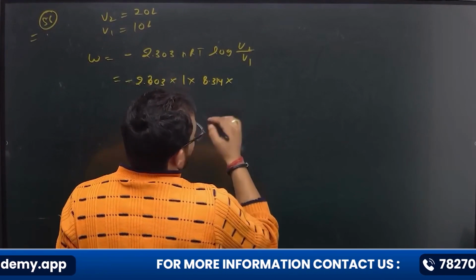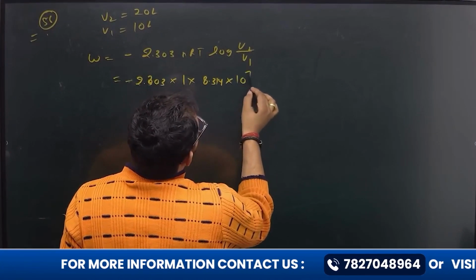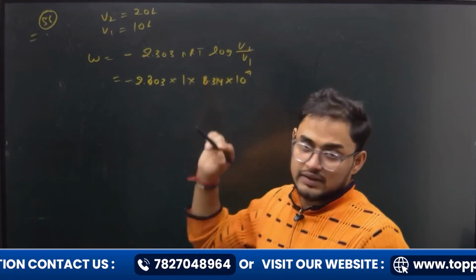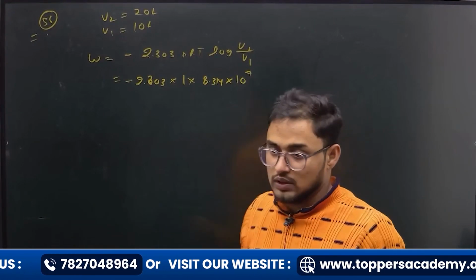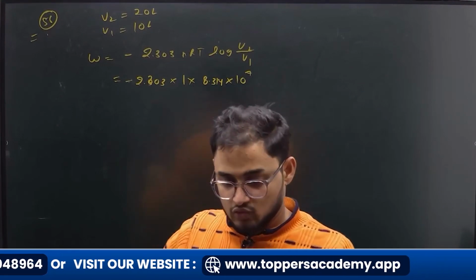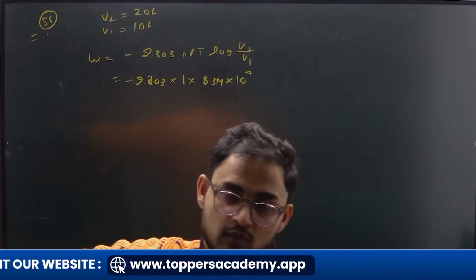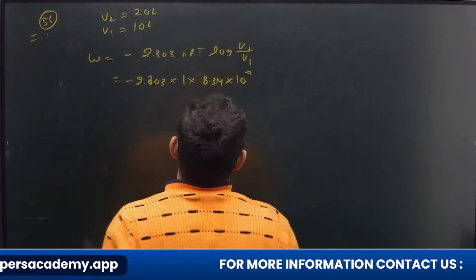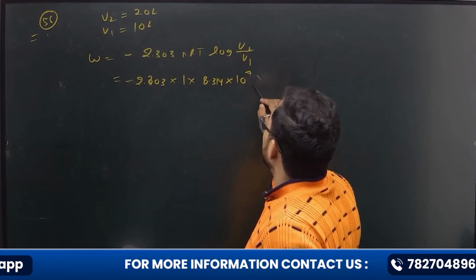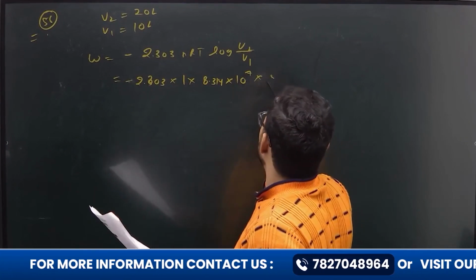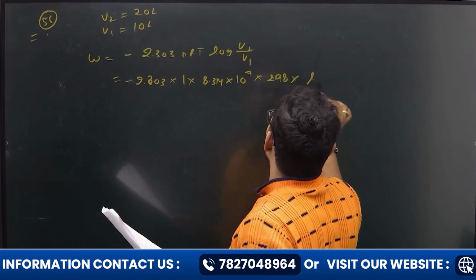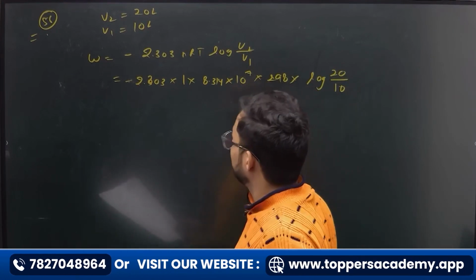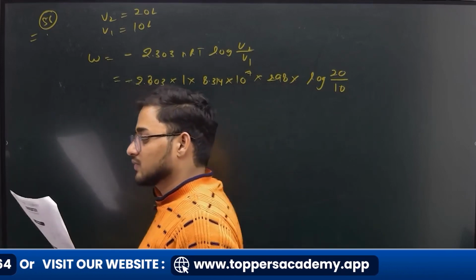So 1 joule is equal to 10 to the power 7 erg. The amount of work done that you will have will be in joule. So for converting that joule into erg, you will have to multiply by 10 to the power 7, because 1 joule is equal to 10 to the power 7 erg. Then temperature is 298. Then log V2 is 20 liter, V1 is 10 liter. Is this clear? Now you can check the options.